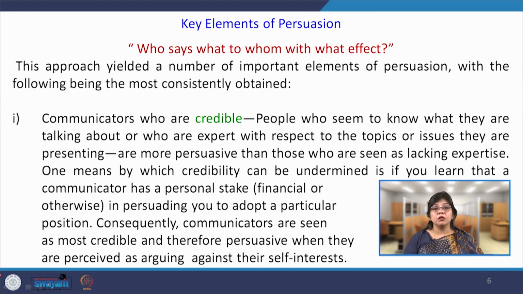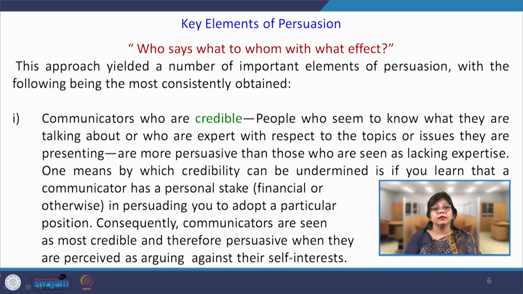Under such circumstances, the audience will not be influenced to change their mind or their attitude. Whenever we talk about persuasion and the specific elements where it can be effective, the first element is the credibility of the communicator. If the communicator has a personal stake in persuading them to adopt a particular position, the person fails to change his attitude, because the motive has been reflected, that is, a selfish motive. Consequently, communicators are seen to be most credible when they are perceived as arguing against their self interest.